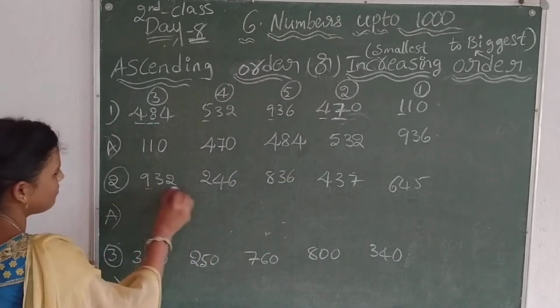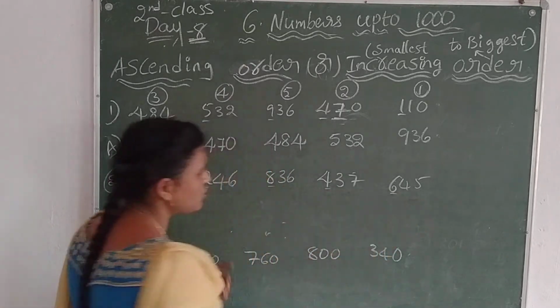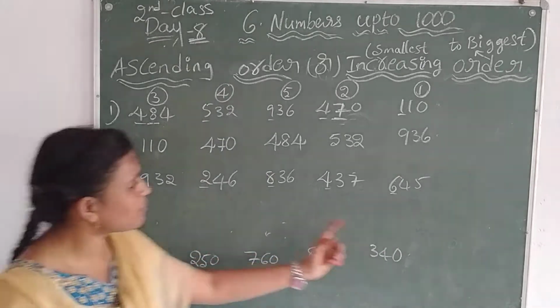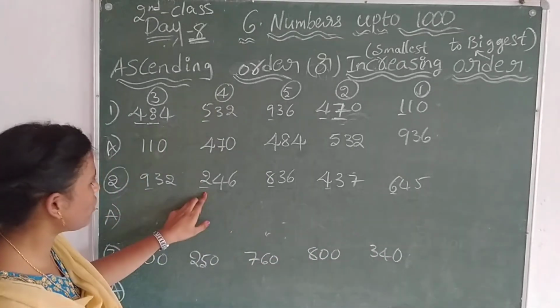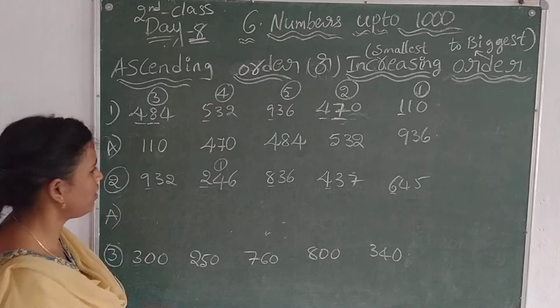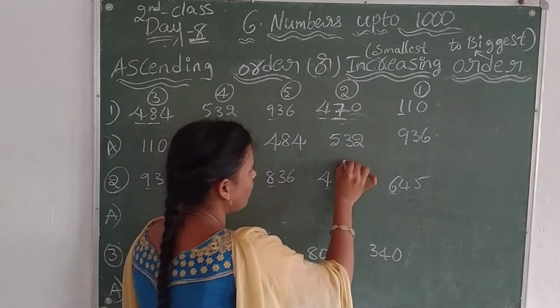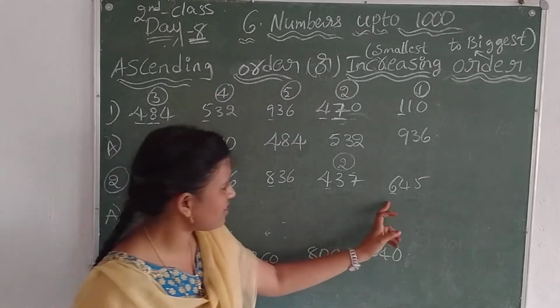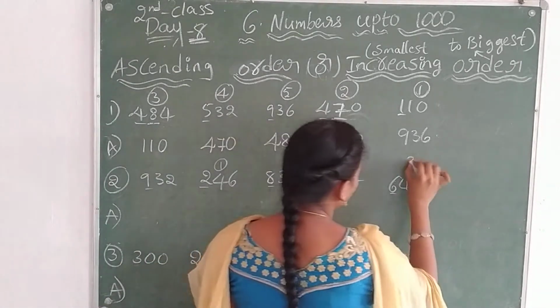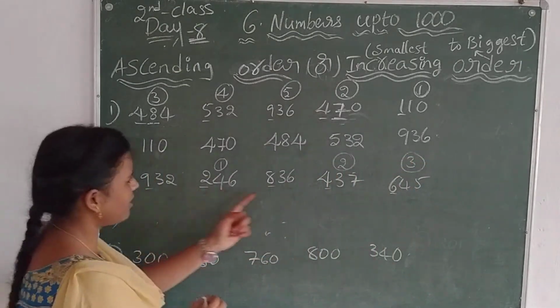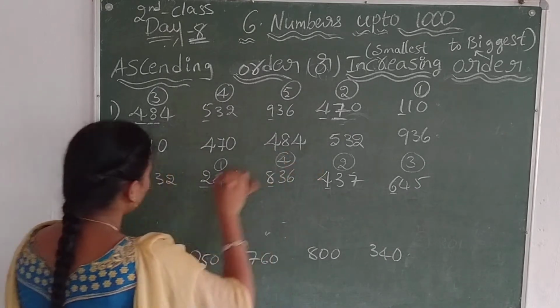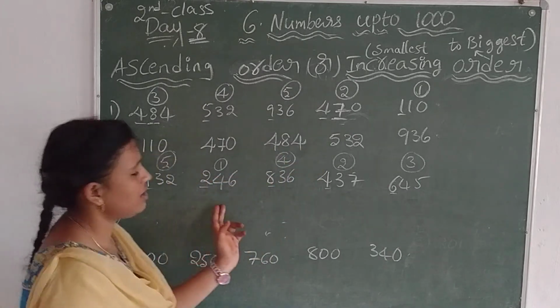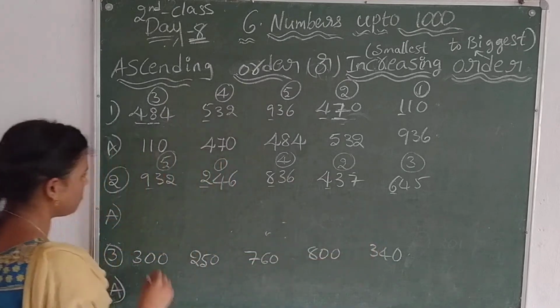Let's take the left side first digits. Check it. Which is a small digit first? 2 is a small digit. Give 1. And the next one is 4. Give 2. And the next one 9, 8, 6. Which is smaller? 6. Give it 3. And 9, 8. Here 4, and here 5. Let's write the 1 to 5 numbers.